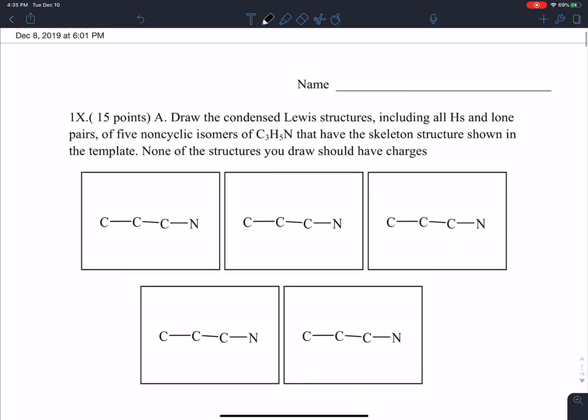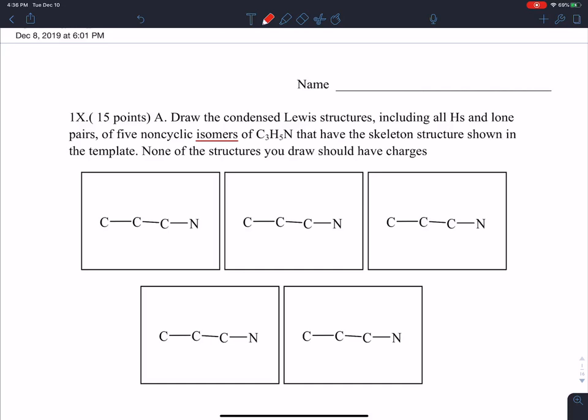The very first question is asking us to draw condensed Lewis structures, including all hydrogens and lone pairs of 5 non-cyclic isomers of C3H5N that have the skeleton structures shown in the template. None of the structures you draw should have charges. Very specific. To do this question, the first thing you have to realize is it's not asking us for contributing structures, it's asking us for isomers. Whenever we work with isomers, you have to remember that you can move all the bonds around.